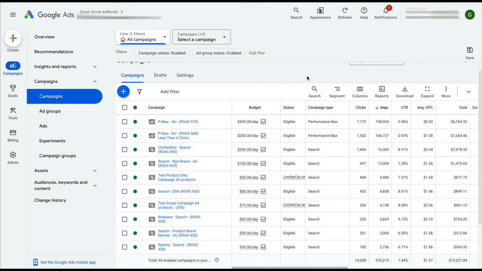So really, Performance Max campaigns are really different to search campaigns in where the ads are shown, the likely impressions and click-through rates that you will get, and the average CPC, as mentioned. But hopefully the ROAS is at least better than search, or at least on par. So there you have it. That's how easy it is to compare the performance of a Performance Max campaign versus a search campaign.